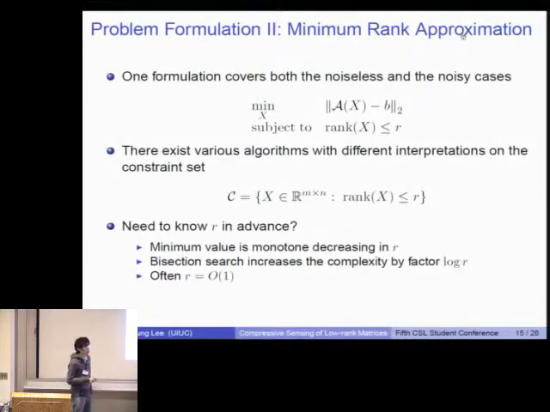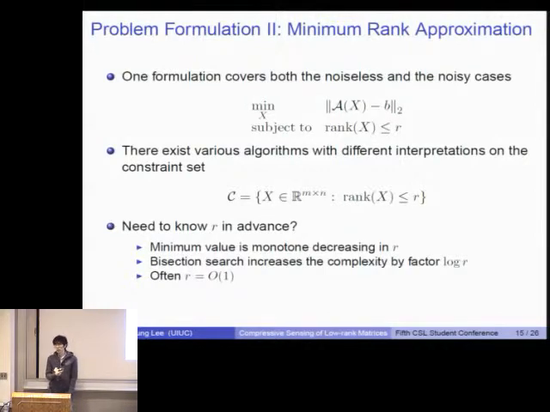The second formulation to solve the inverse problem is named minimum rank approximation. In this formulation, we exchange the role of the objective and the constraint in the rank minimization. Here, the rank plays as a constraint set, and we are minimizing the inconsistency in the measurement with L2 norm. Depending on the interpretation of this constraint, there exist various algorithms, and there is one criticism in this approach. We need to know R in advance. But if we look into this formulation, as we increase R, the constraint set gets larger. That means the minimum is decreasing.